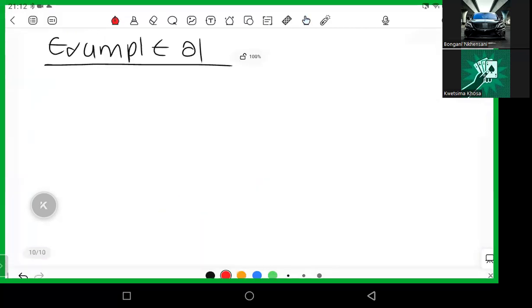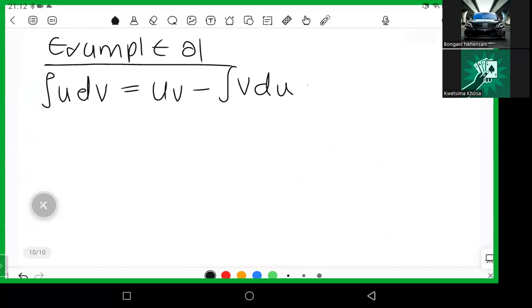So now, let's say you're given. Remember that I said this one is the general formula. So I'm going to show you how it works. We have the integral of u dv, which is equal to uv minus the integral of v du. So this abbreviation allows us to know what our u is, to choose what our u is.